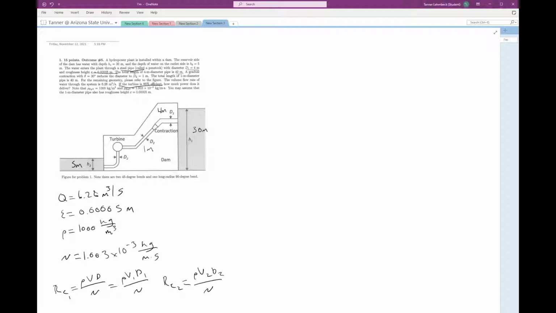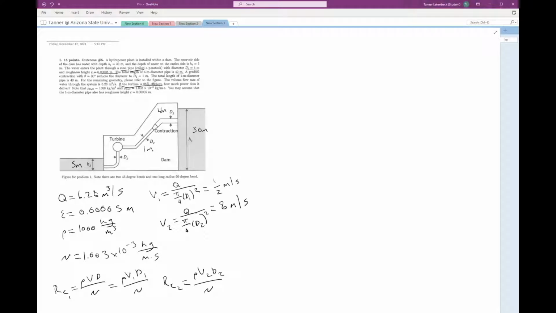So I need to find V1 and V2, and I should be able to do that using my volumetric flow rate. If I remember, if I take a volumetric flow rate and divide it by an area, that gives me a velocity. So V1 is going to be equal to Q divided by pi over 4 D1 squared. V2, I'm going to do the same thing, Q divided by pi over 4 D2 squared. That gives me velocities for V1 and V2. I end up with 1/2 meter per second for V1 and 8 meters per second for V2.